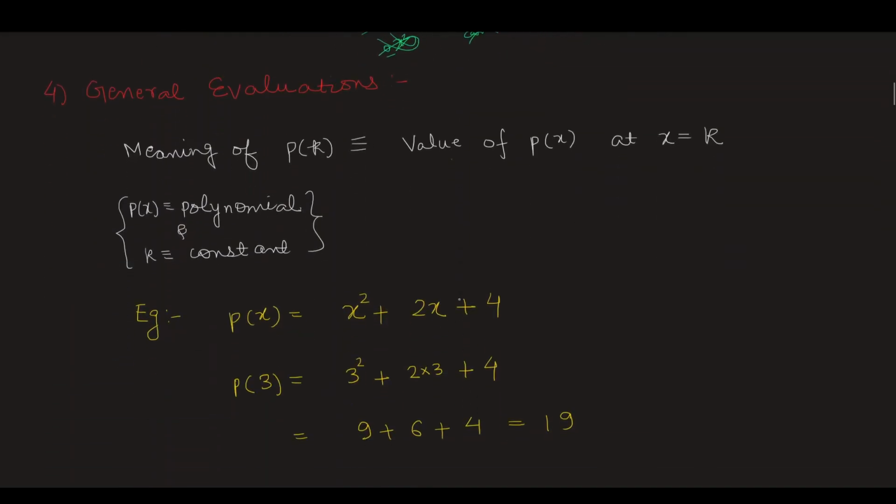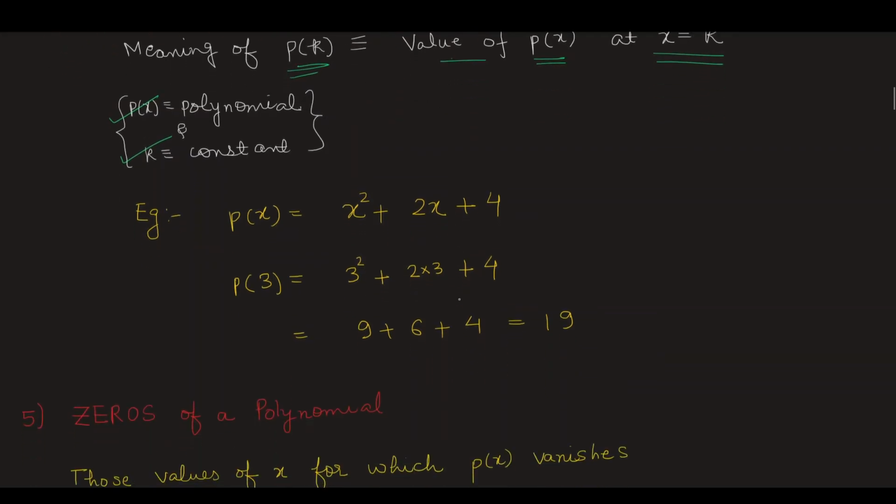Then we move on to general evaluations. In this we will be learning the meaning of p of k. Suppose p of x is a polynomial and k is a constant, then p of k is the value of p of x at x is equal to k. Let us understand this with an example. Suppose p of x is x square plus 2x plus 4. This is a quadratic polynomial due to this 2. Now suppose k is equal to 3.